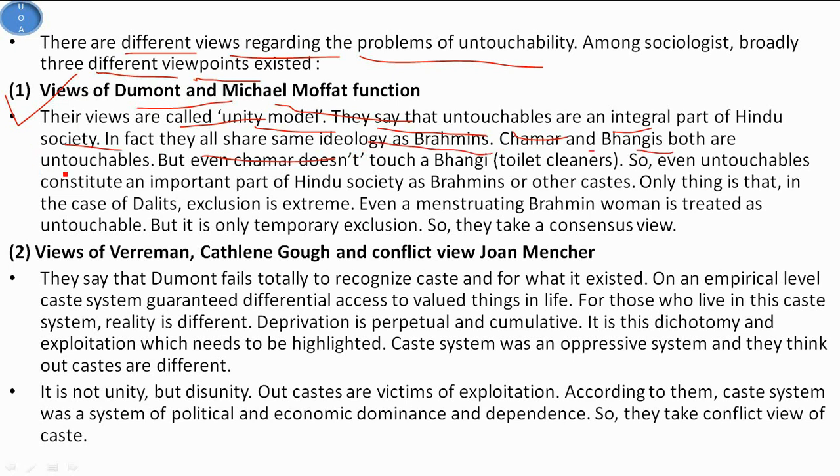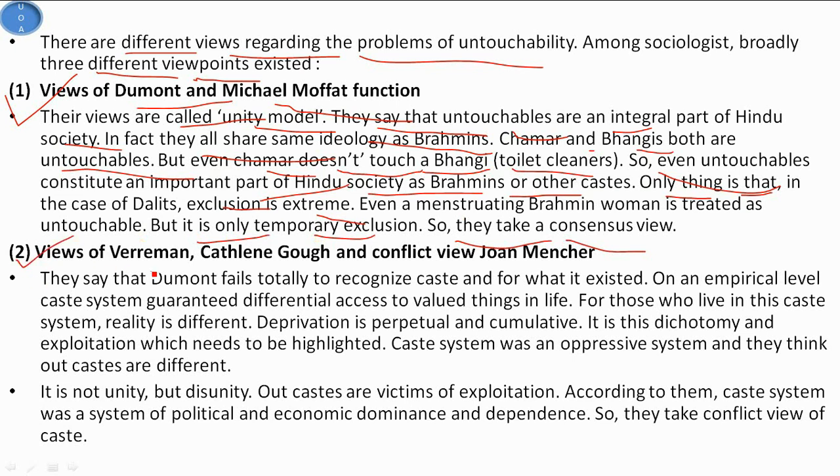Chamars and Bhangis are both untouchables, but even a Chamar does not touch a Bhangi, that means toilet cleaners. So even untouchables constitute an important part of Hindu society, as Brahmins or other castes do. The only thing is that in the case of Dalits, exclusion is extreme. Even a menstruating Brahmin woman is treated as untouchable, but it is only a temporary exclusion. So they take a consensus view.